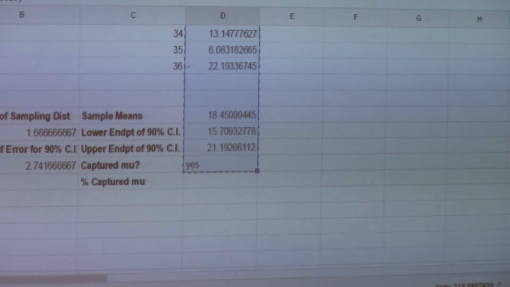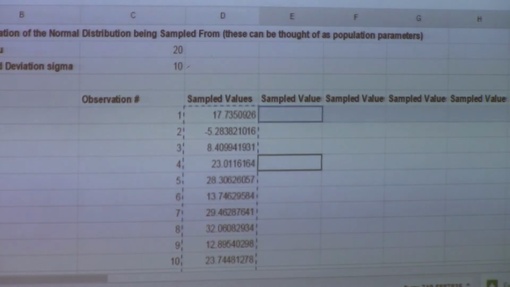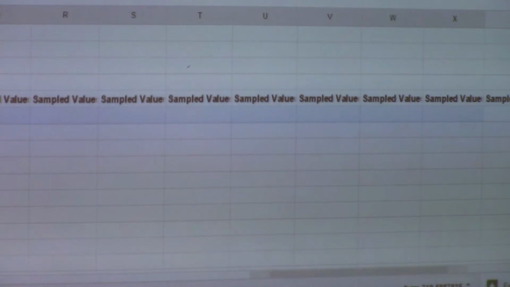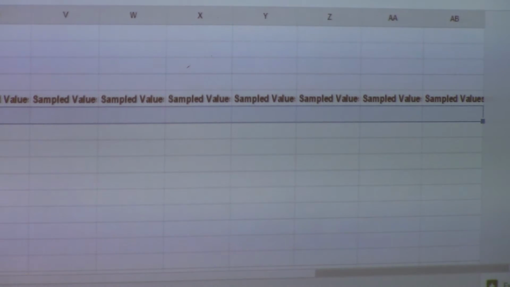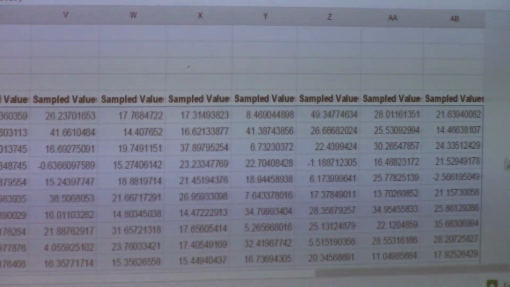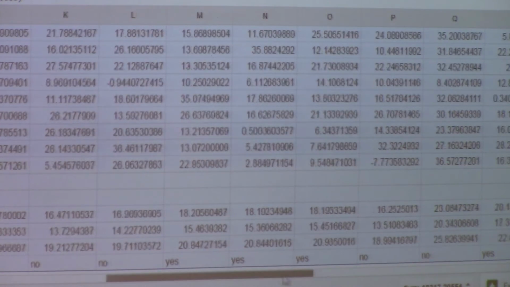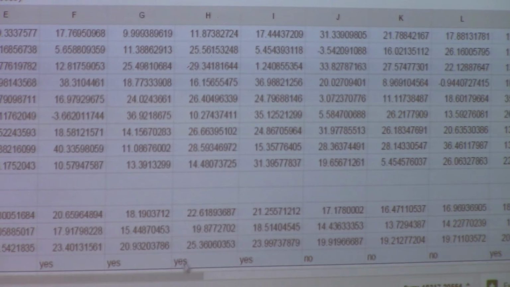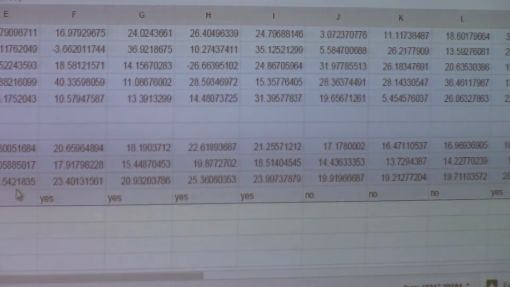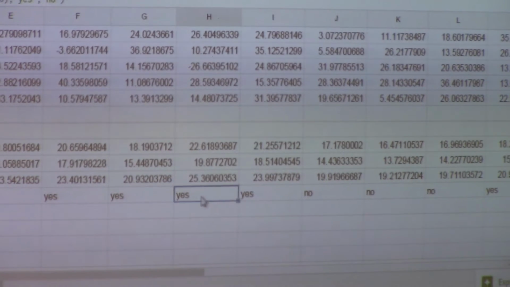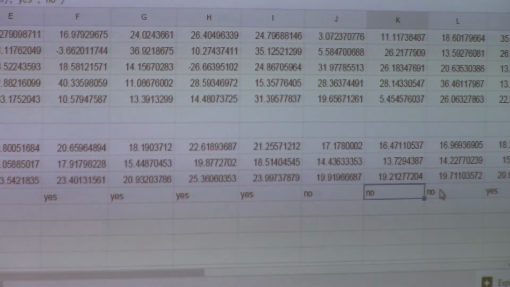We're doing this 25 times. Copy and paste it all the way to the right. I've automatically given enough columns to make this 25 times. Once again, what does this represent? This represents 25 samples of size 36. Most of the intervals contain mu. Yes, yes, yes, yes, yes. Some of them don't. No, no, no.